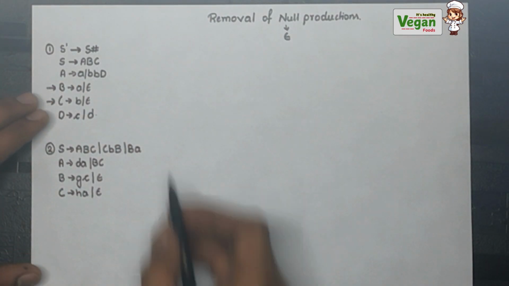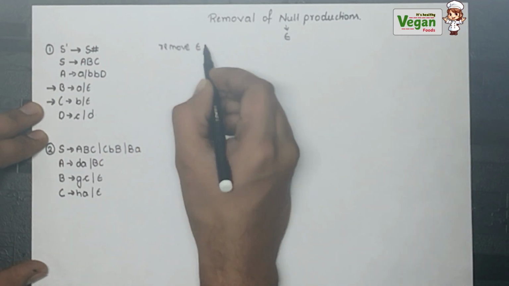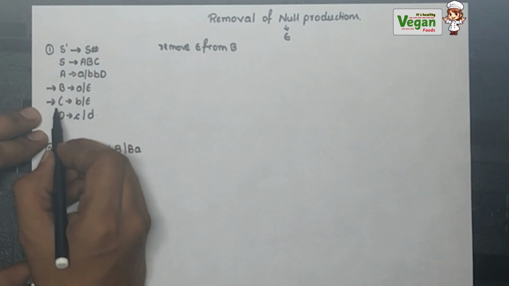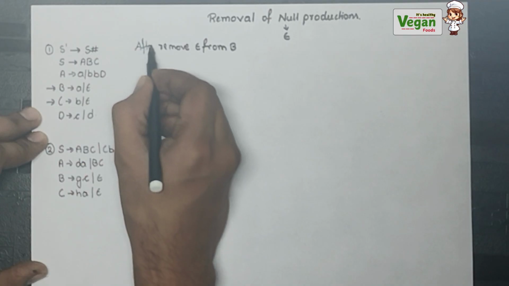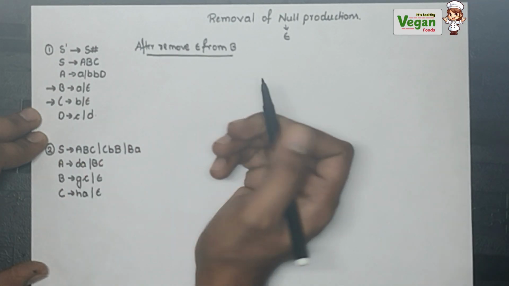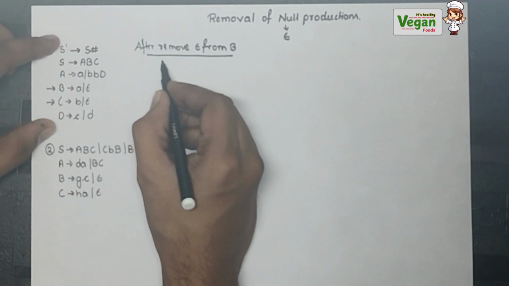So now let's remove epsilon, that is the null production, from capital letter B. In the next step, let's remove it from capital letter C. So after the removal of the epsilon from the capital letter B, what will be my answer? You just write all of them similar only.